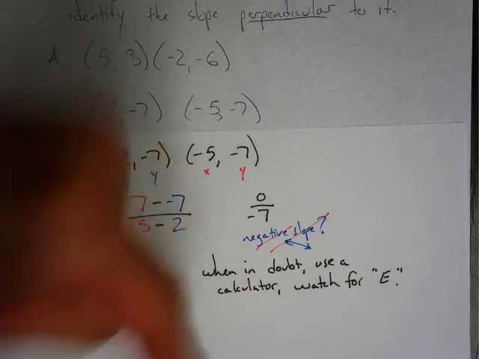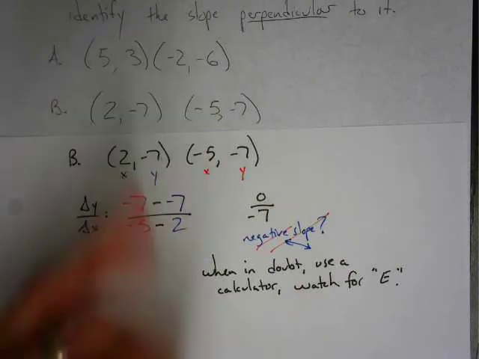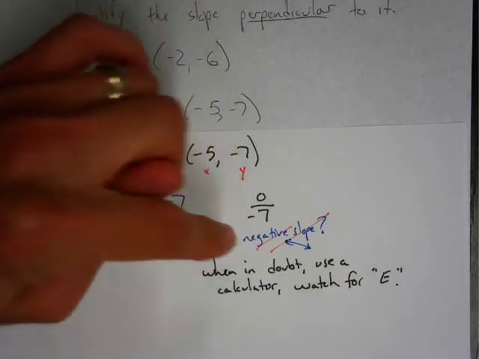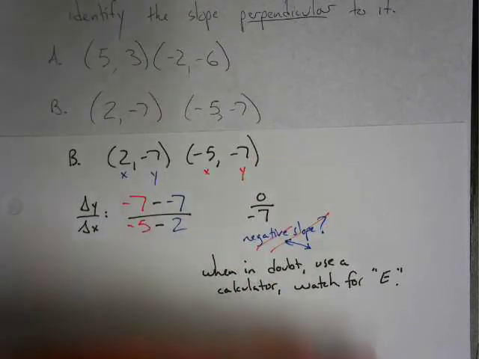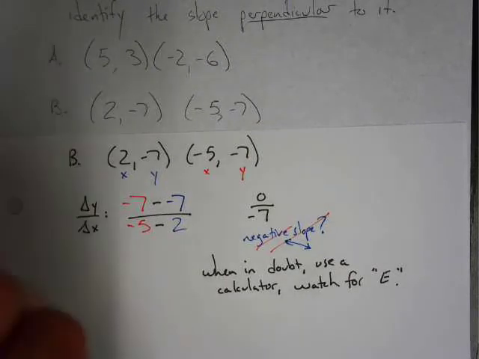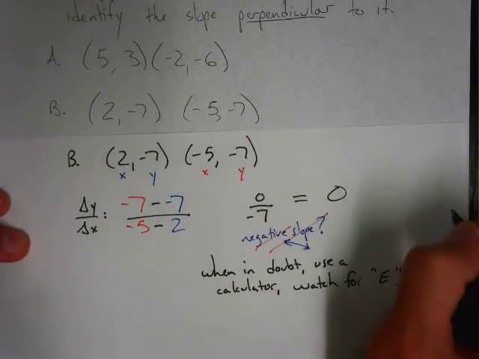Punch in 0 divided by negative 7, you're going to get 0 with an e somewhere, right? An error, undefined, something's wrong. For 0 divided by negative 7, you get good old 0. There will be no e. Okay, so you get 0, no e. That means 0 divided by negative 7 is equal to 0.